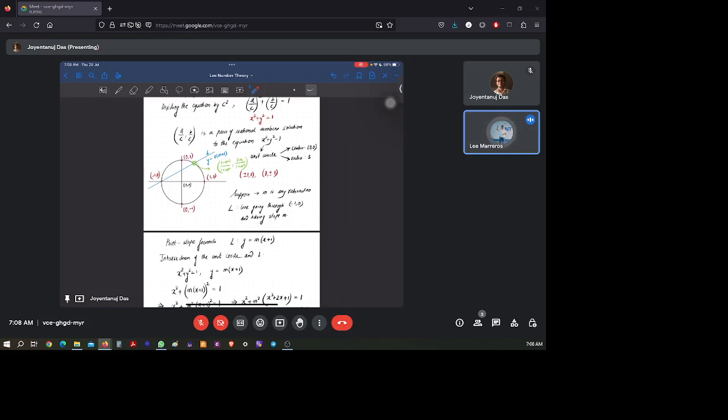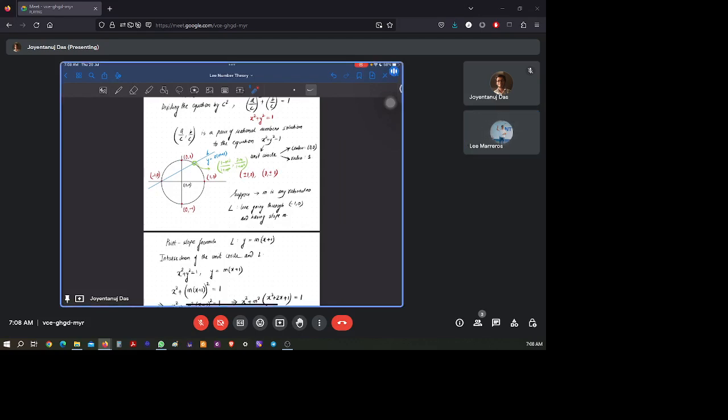For any rational number m. So if I draw a line with slope m, then I'll get a point, right? And from this point, I will get a Pythagorean triplet. So what does it say? It says that for any rational number, I will obtain a Pythagorean triplet on the unit circle.